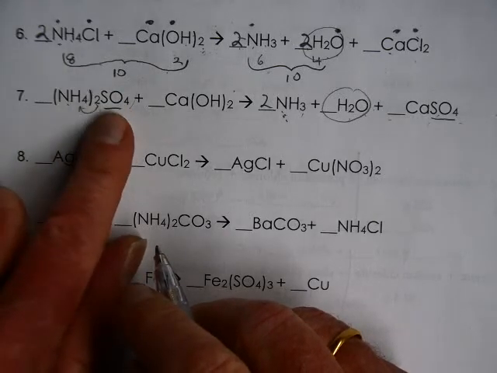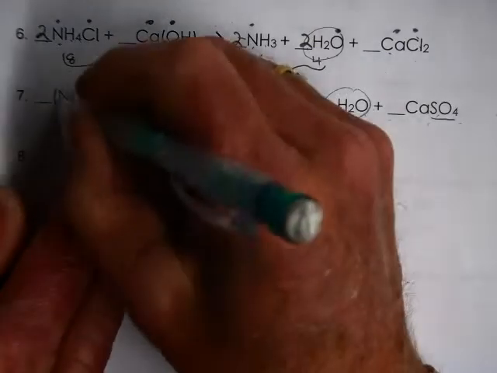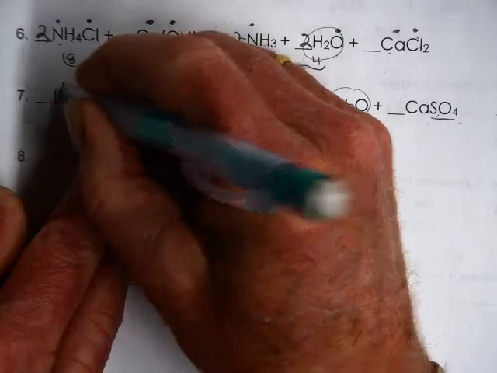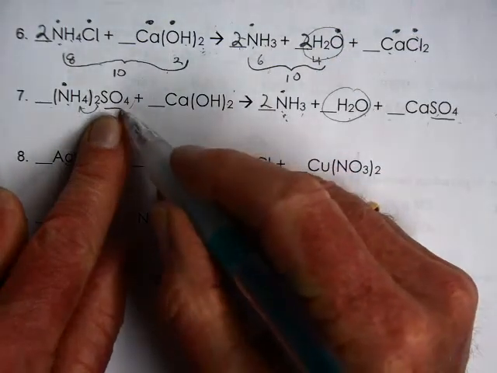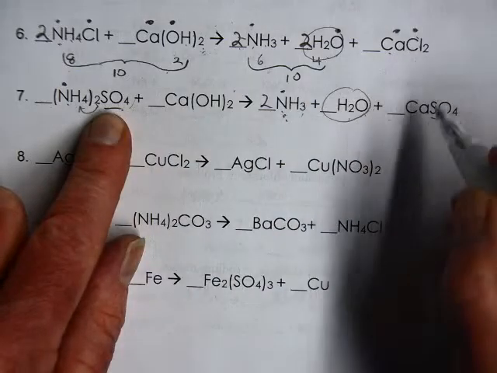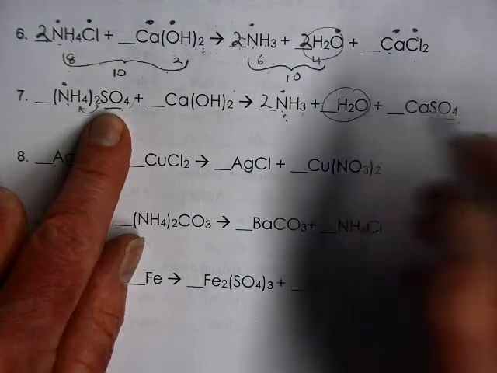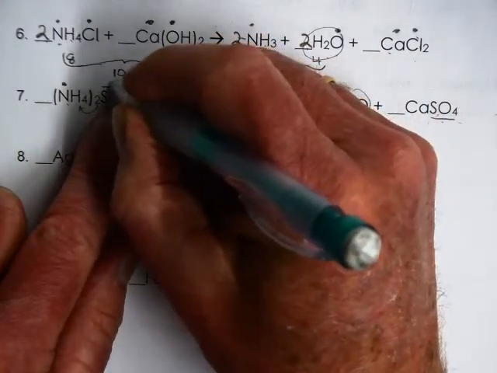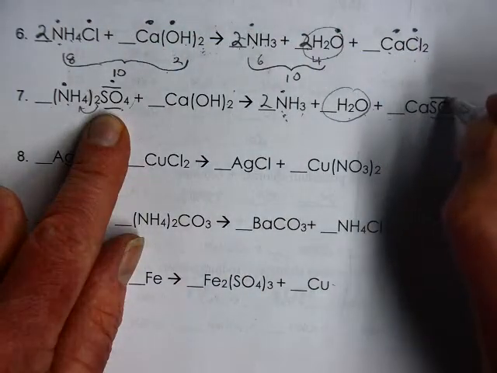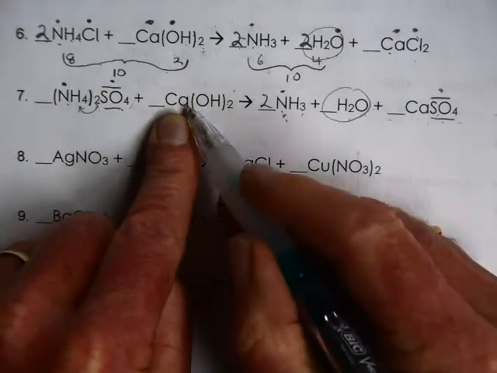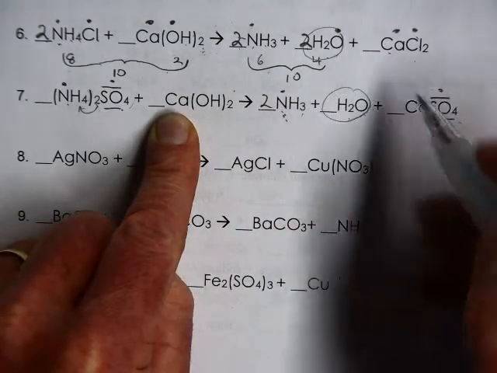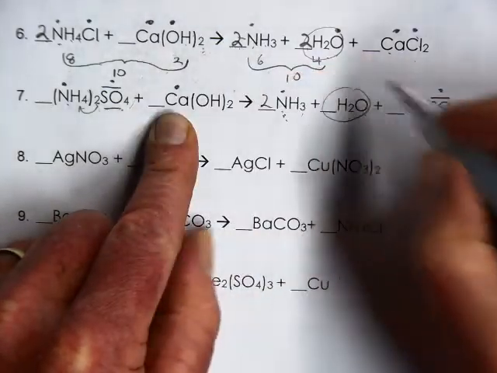I have a sulfate ion here, 1 sulfate ion here. Oh, wait a minute. I forgot to put a dot over the end, on both ends. So now I'm going to go over to the sulfate ion. I say I've got 1 sulfate ion here and 1 sulfate ion here. Okay, these guys are both balanced. I move on. Next one. I've got 1 calcium here and 1 calcium here. Guess what? He's balanced.